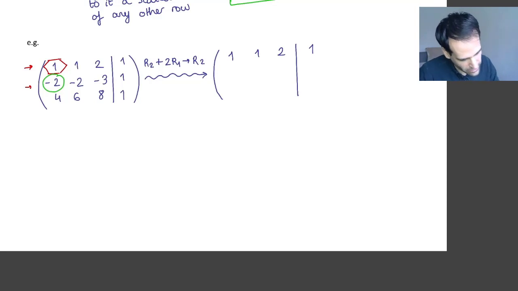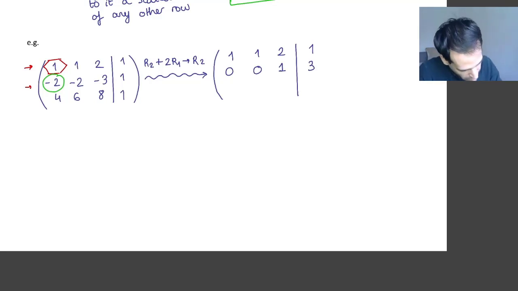But the second row, we have to add twice the first row. So minus 2 plus 2, 0. Minus 2 plus 2, 0. Minus 3 plus 4, 1. And 1 plus 2, 3. So that is our second row.